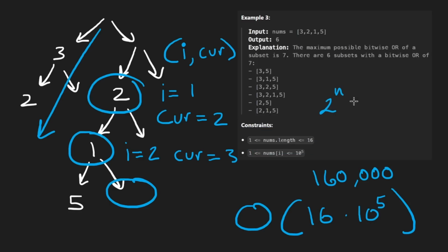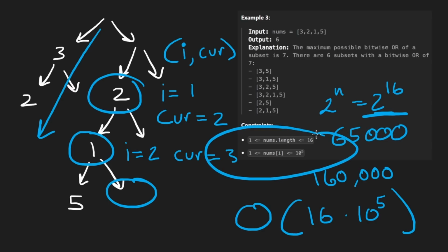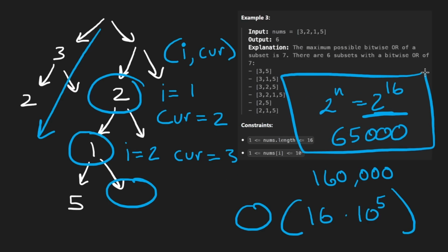2 to the power of n. Well, that was 2 to the power of 16 in the worst case. And that number is roughly 65,000. So actually, given the constraints of this problem, the original solution we had was better.